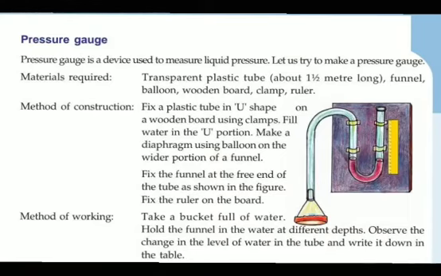How to construct it: fix a plastic tube in a U shape on a wooden board using clamps. Then fill water in the U portion and make a diaphragm using a funnel and a balloon, as you can see from the picture. Now fix the funnel at the free end of the tube and fix the ruler on the board.